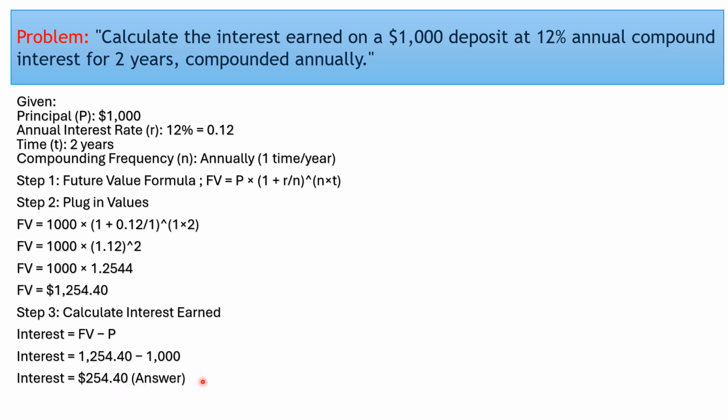So the answer is, if you invest 1000 US dollars as a deposit at 12% interest rate, which is compounding annually for a 2 year period, the total amount of interest that you are going to earn on your deposit is 254.40.